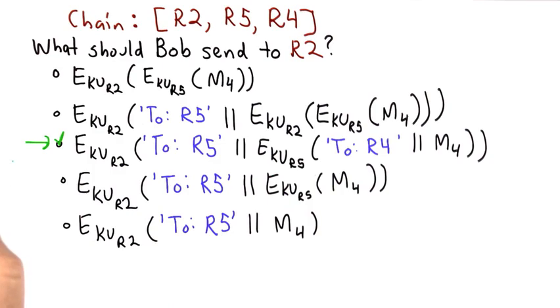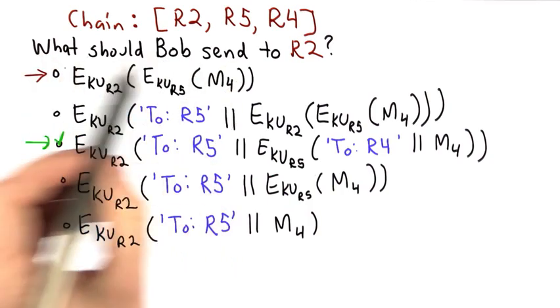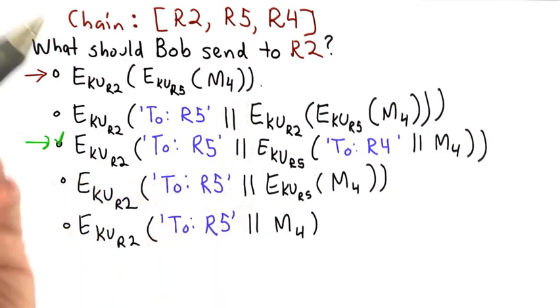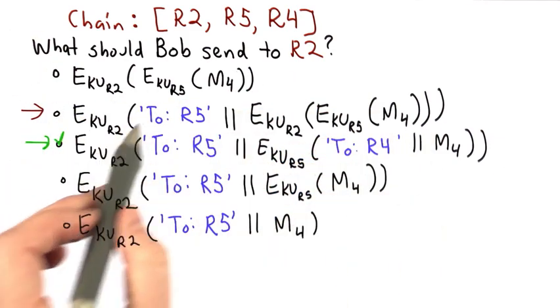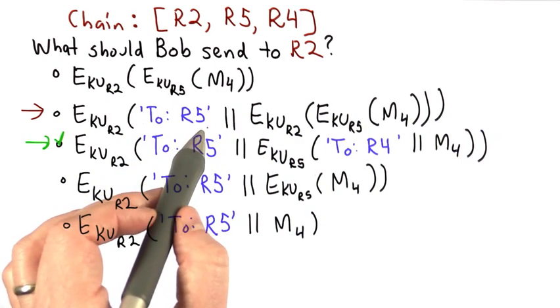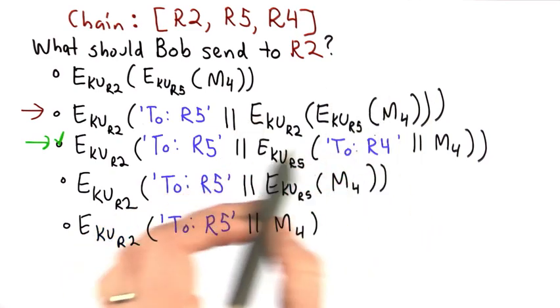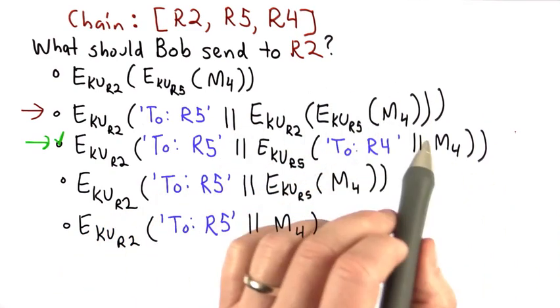The third one is the correct answer. The first one wouldn't work. R2 couldn't decrypt this message and wouldn't know where to send the next hop. This one would work for the first hop. R2 would decrypt it, know to send it onto R5, but then when R5 receives it, it wouldn't be able to decrypt this message and know where to send it.